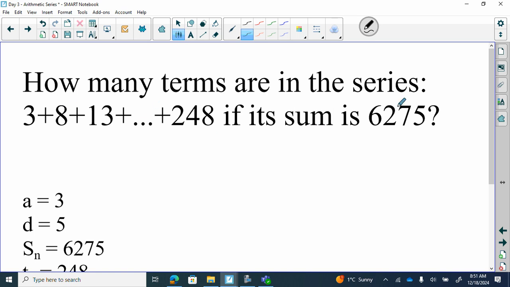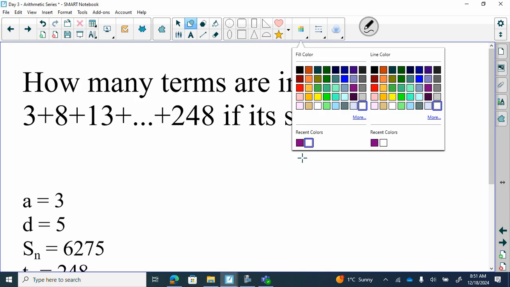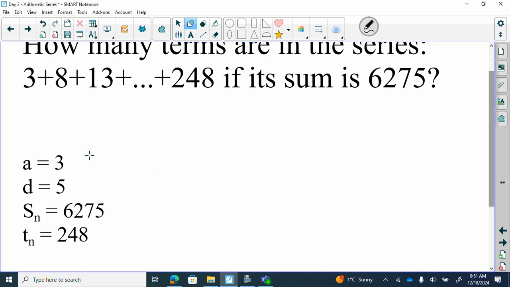All right, how many terms are in the series? 3 plus 8 plus 13. Well, let's hide all this information. Can you write this down for me?